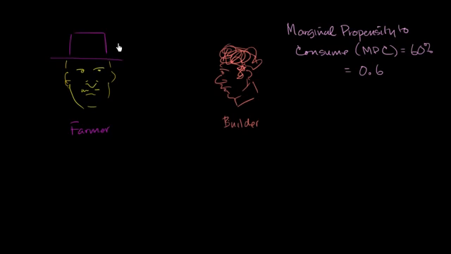So let's say we have this kind of increase in spending that's going on. The farmer says, hey, I'm going to spend $1,000, and I'm going to give it to the builder. Now the builder says, well, gee, I've just gotten $1,000. I have a marginal propensity to consume of 60%, or 0.6. I'm going to spend 60% of that. So he's going to spend, and the only person he can spend it with is the farmer, 60% times $1,000, which is equal to $600.